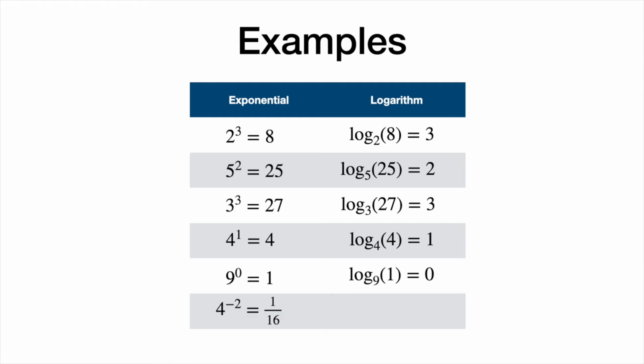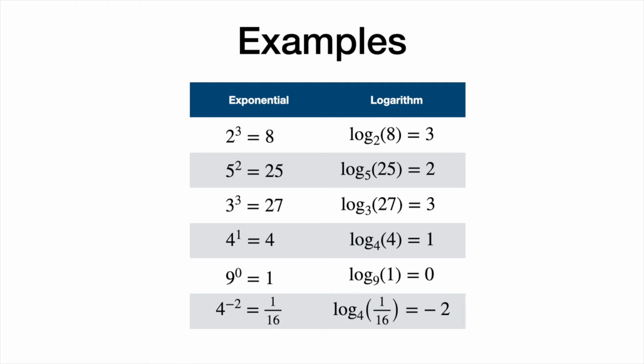We can also do this with some of our more special cases. 4 to the negative 2 power is 1 over 16. Remember, negative powers mean that the result goes in the denominator. So 4 to the negative 2 is 1 over 4 times 4, which is 1 over 16. So we can also say log base 4 of 1 over 16 is negative 2.